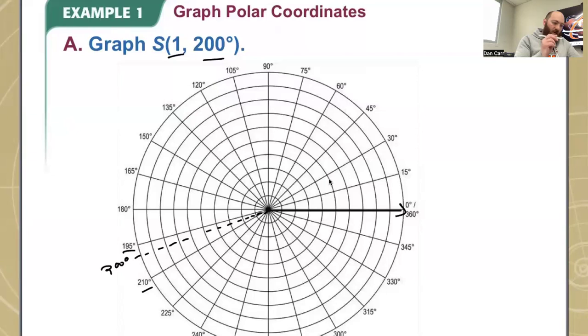So if that is 200 degrees there, with r equal to 1, we're going to go from the fixed point in the middle one spot away. So this is my point S. It's a little hard to see, but it's right here. That is the first inner circle, where r is 1. If r was 2, I would go to that circle. If r was 3, I'd go here, and so on.